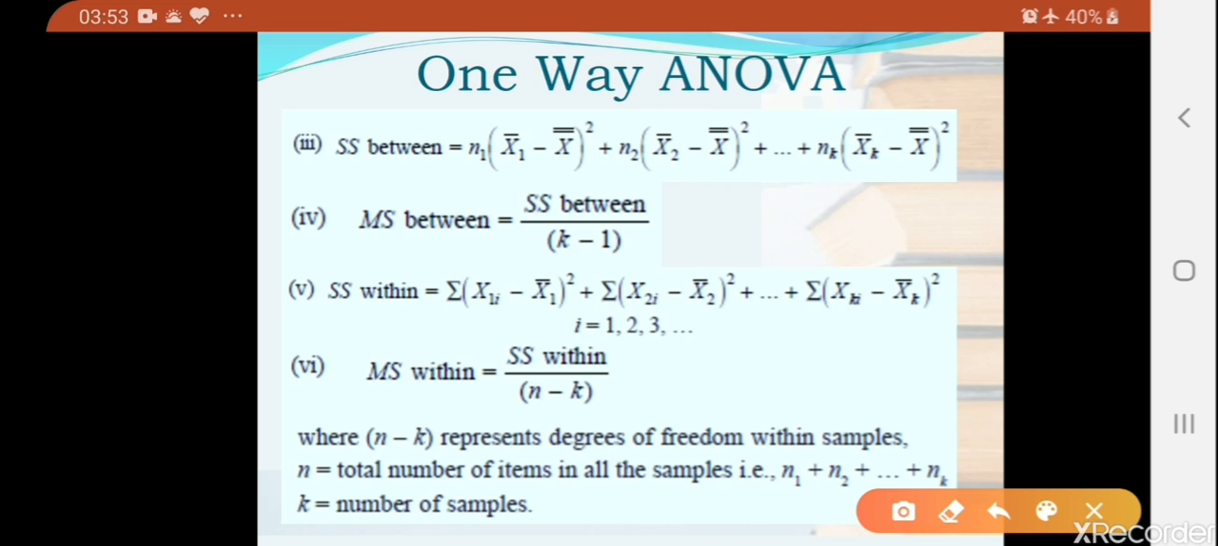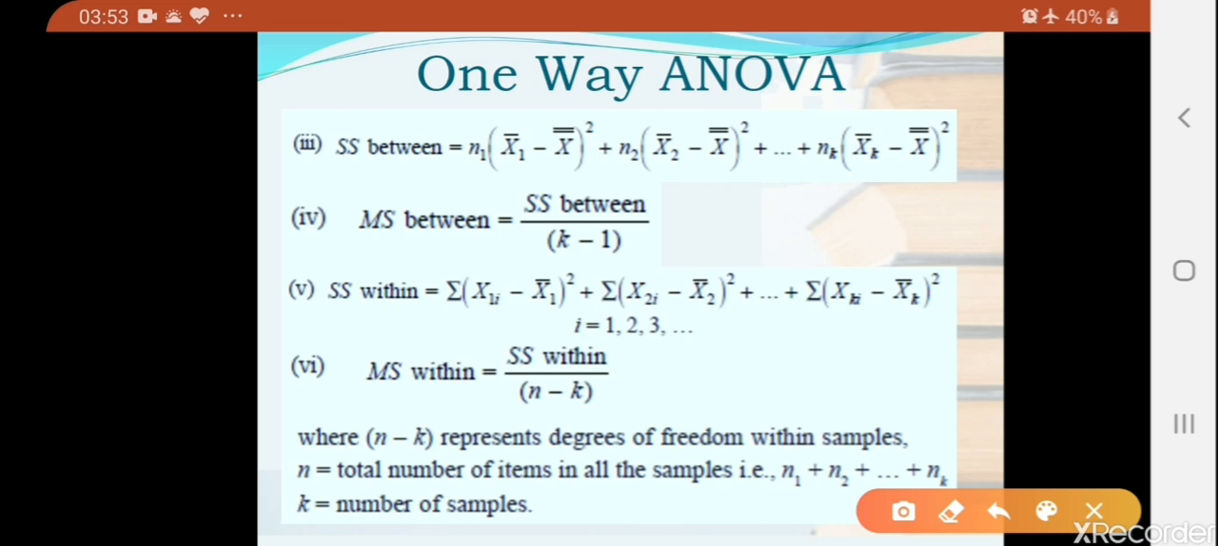So SS between is between different samples. So how many samples are there? That is k. So k minus 1 will be the degree of freedom for this. So SS between divided by k minus 1 gives us MS between.